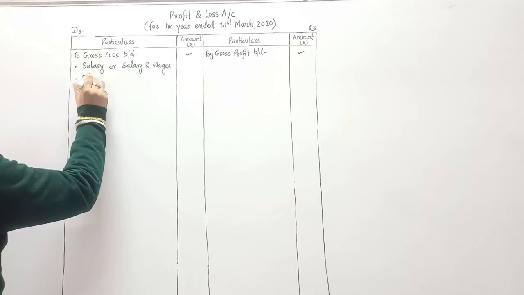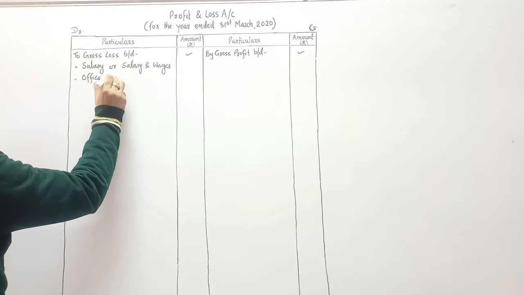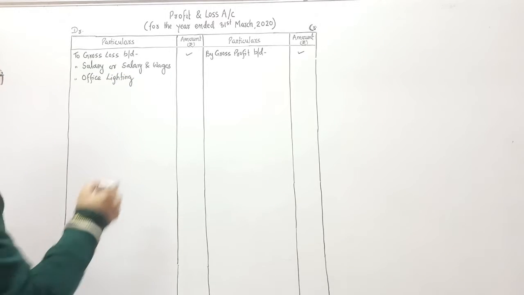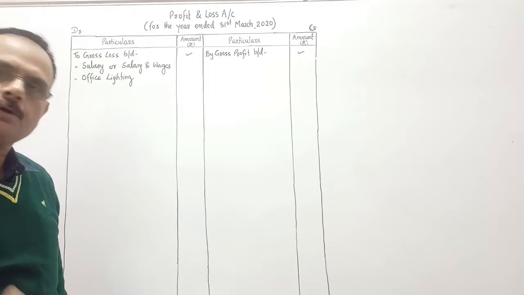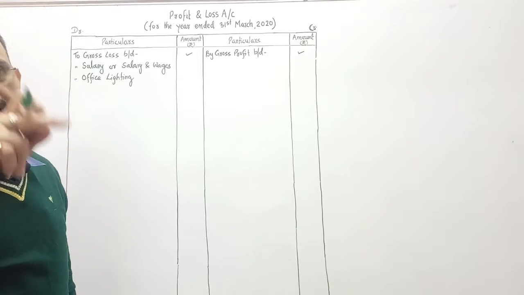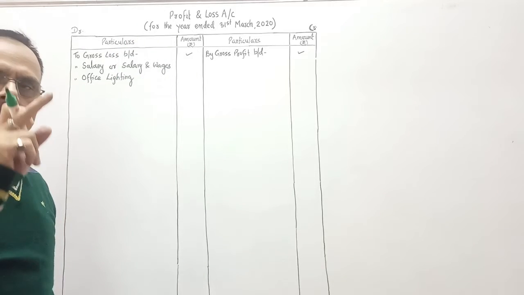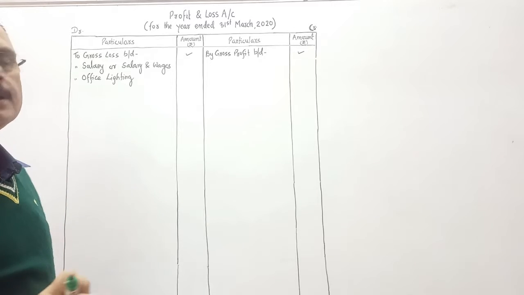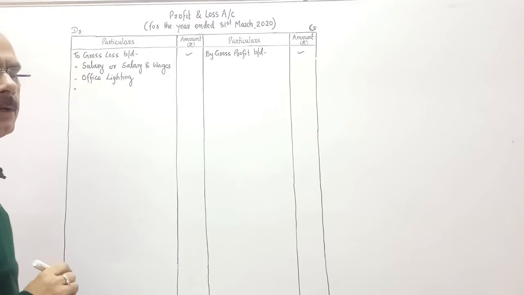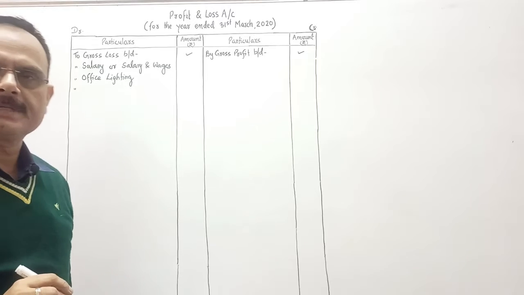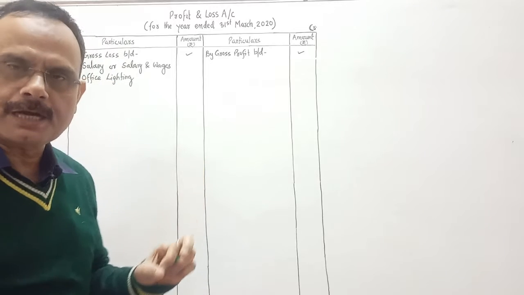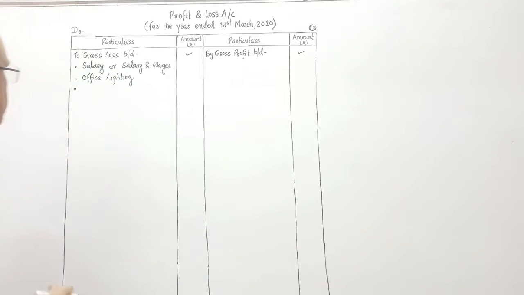Office lighting. If only lighting is written, then it is office lighting. Unless it is mentioned as factory lighting, in which case it will be in the trading account; if it is only lighting, it means office lighting. So lighting or office lighting will be on the debit side of the profit and loss account. On this side we will write all indirect expenses and losses: office and administrative, selling and distribution, financial charges, and other expenses and losses.